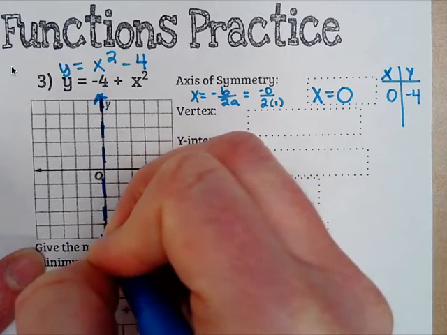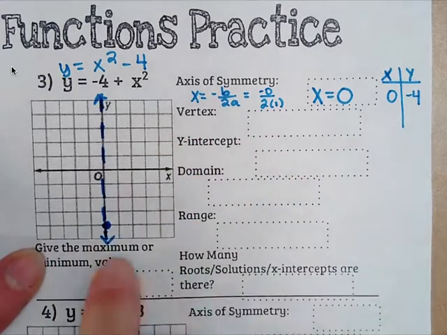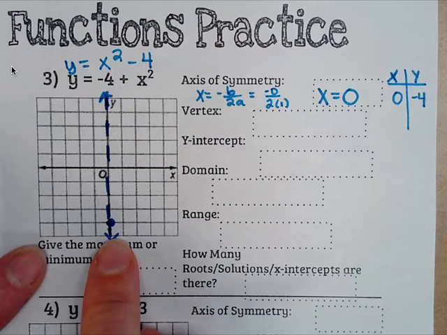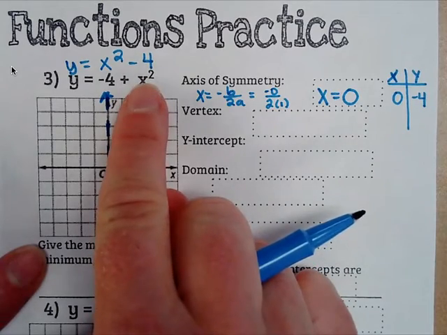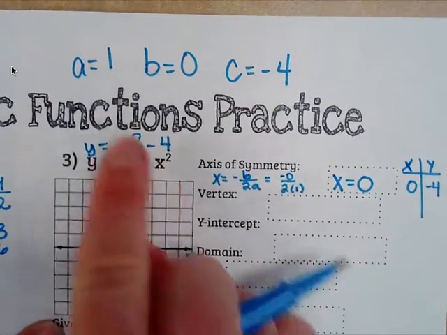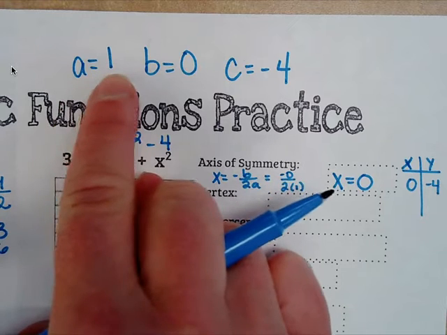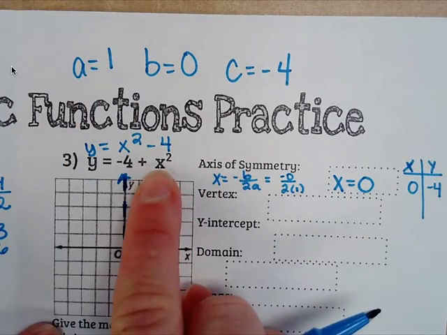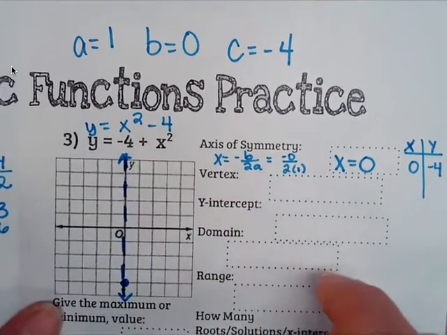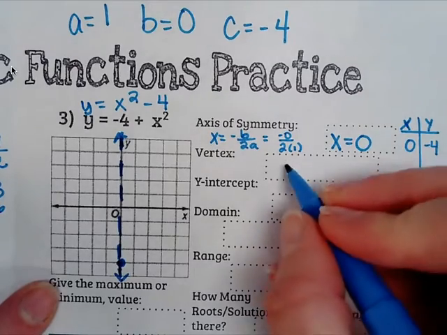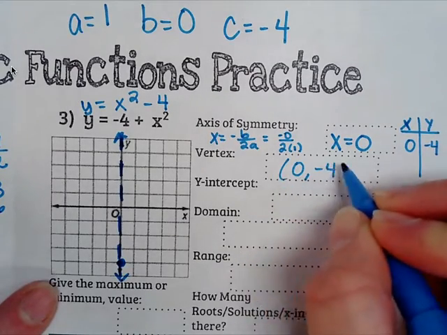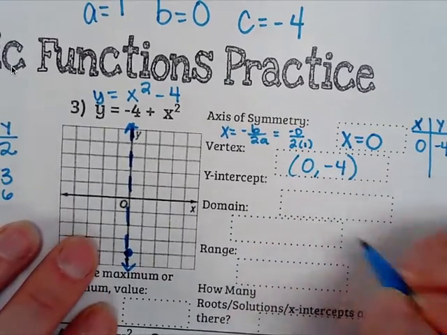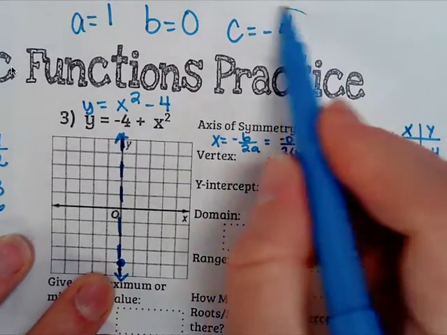Is this going to open upward or downward? Downward. Oh yeah. Upward, because what determines it? The A. If the A is positive, it's up. If A is negative, it's down. And the A here is positive. Okay, so we found our vertex. Our Y-intercept. Our Y-intercept is the C.